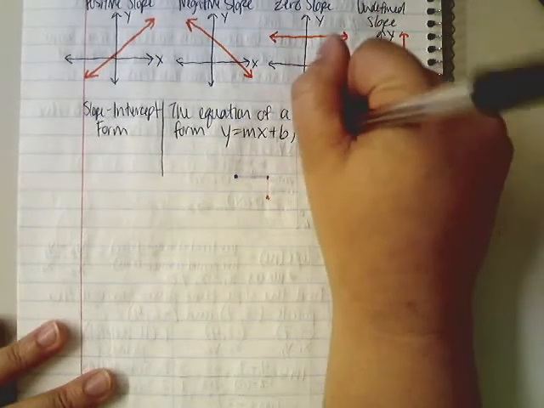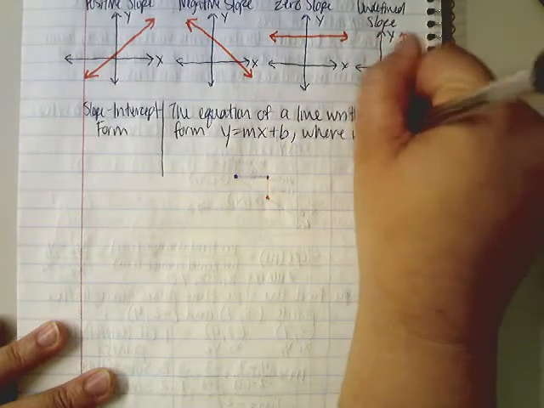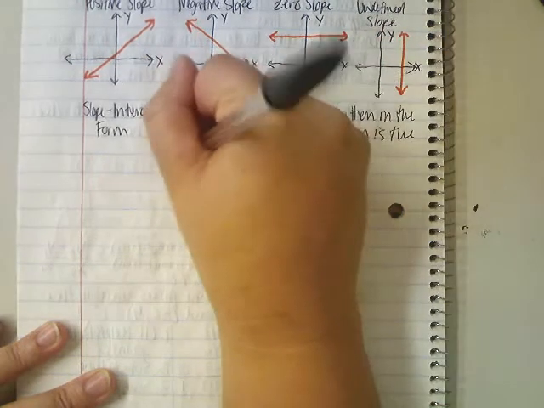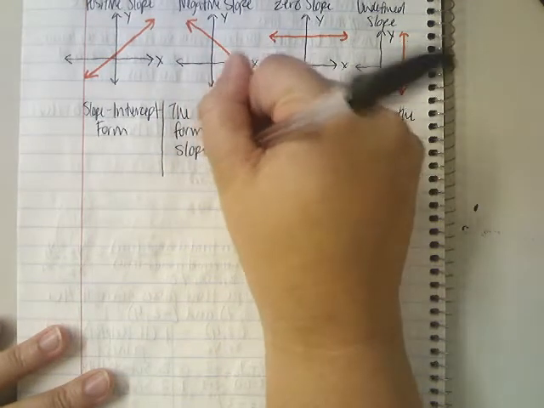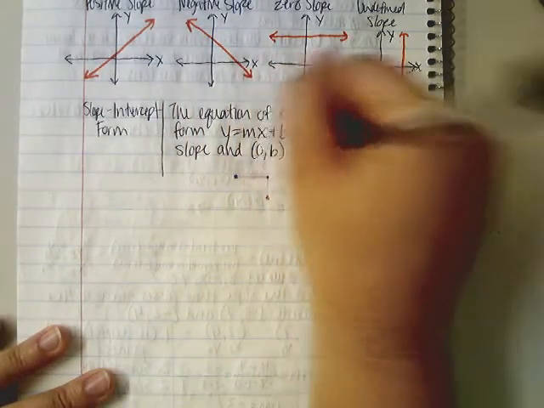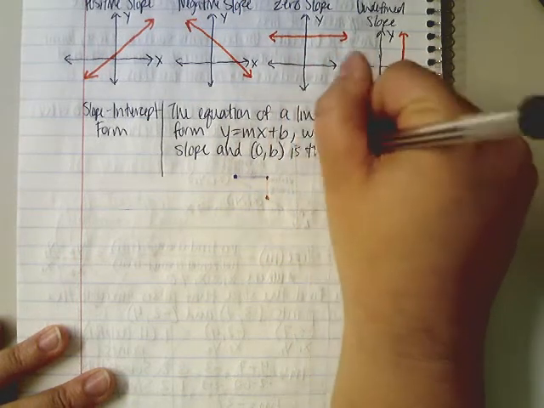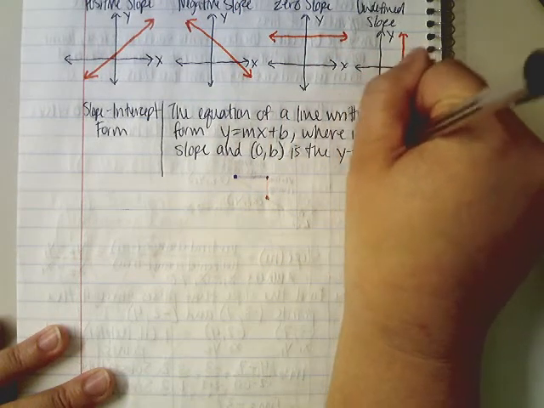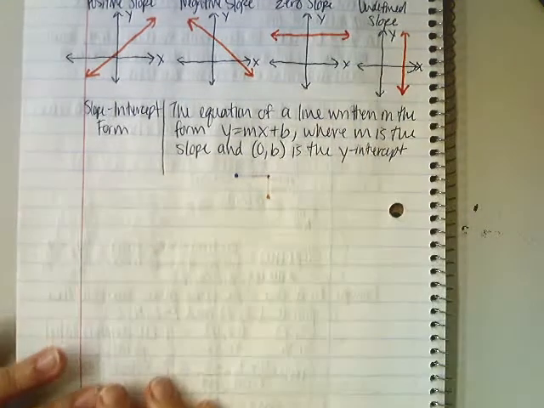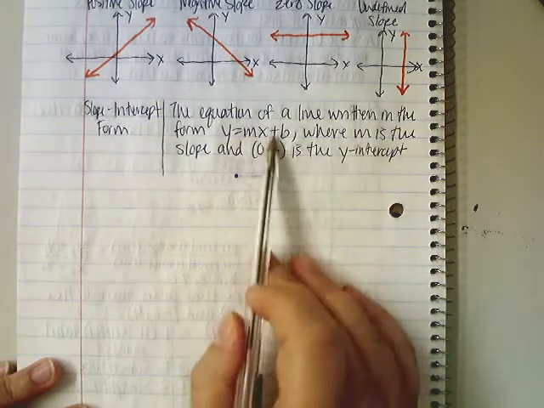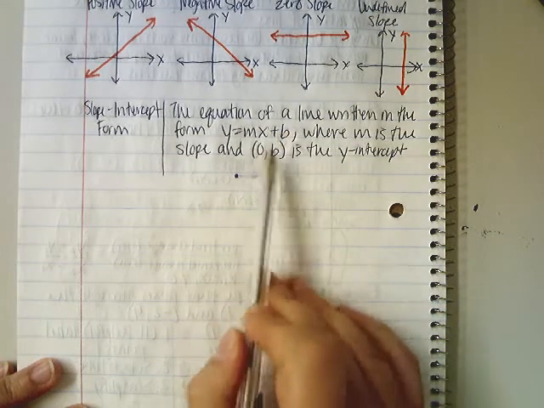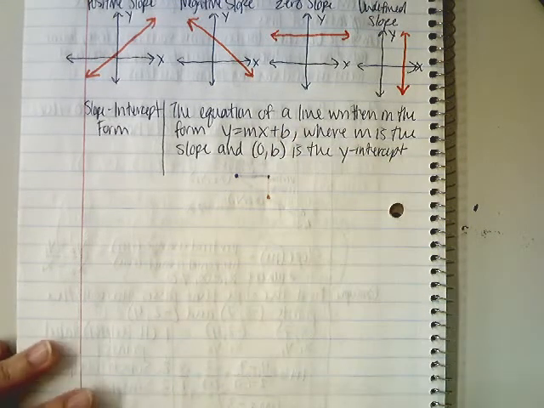And this is where m is the slope and (0, b), as a coordinate point, is the y-intercept. So that's our definition of slope-intercept form. y equals mx plus b, m is our slope, b is our y-intercept, or (0, b) is the coordinate point for the y-intercept.